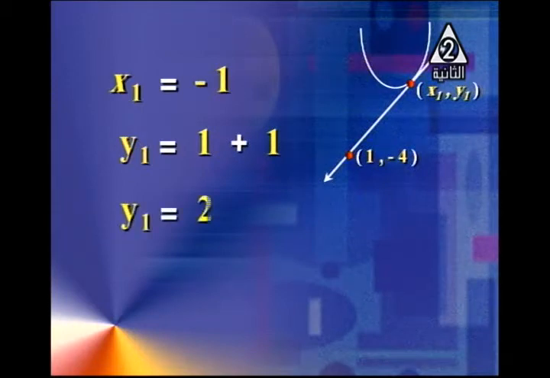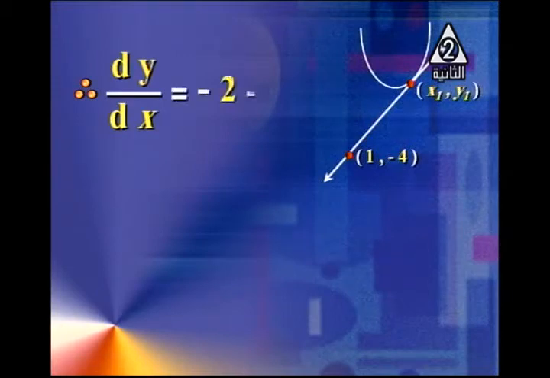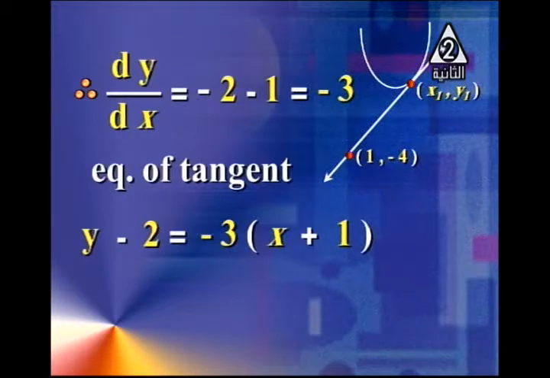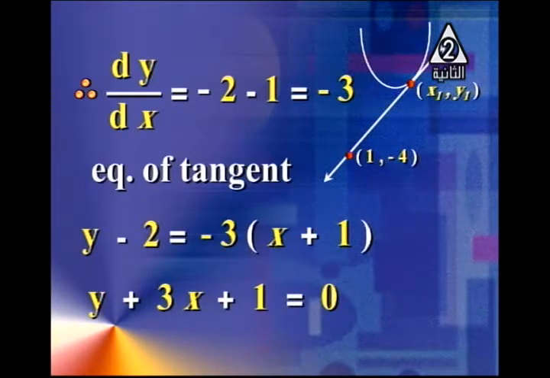By using the other value, when x1 equals negative 1, then y1 equals 1 plus 1 equals 2. Therefore, the point is (negative 1, 2). By using dy by dx, negative 2 minus 1 equals negative 3. Then the equation of the tangent becomes y minus 2 equals negative 3, this is the slope, multiplied by the bracket containing x plus 1. Therefore, y plus 3x plus 1 equals 0. This is the second equation of the tangent.